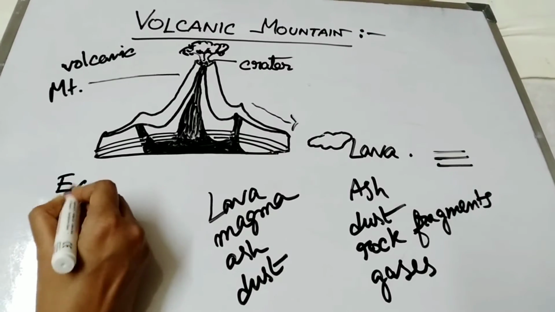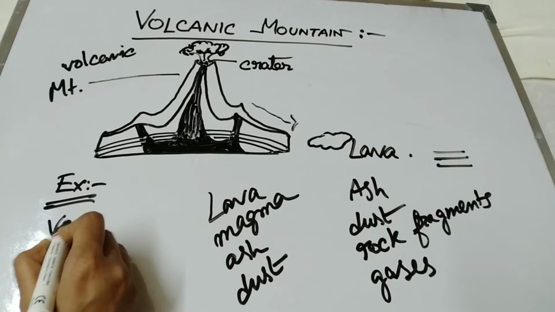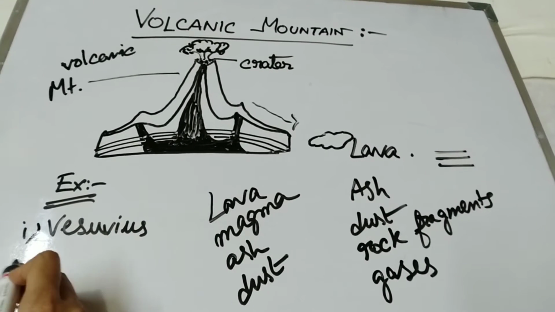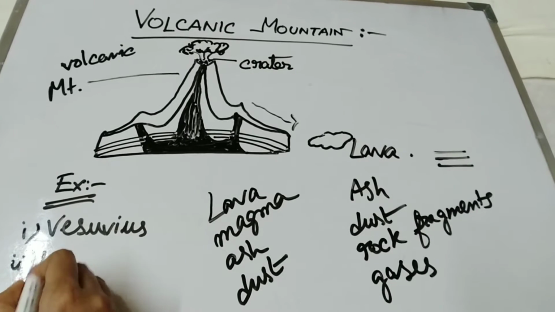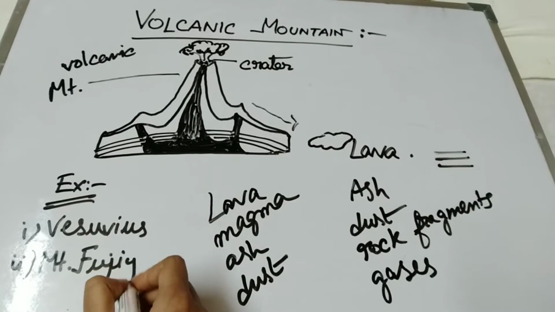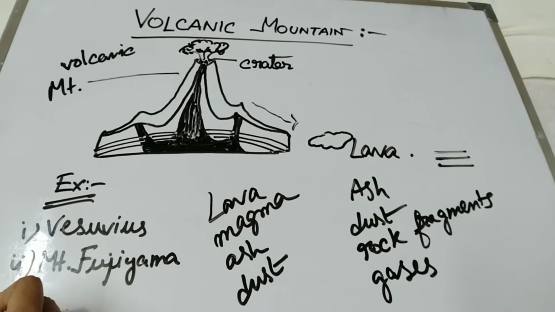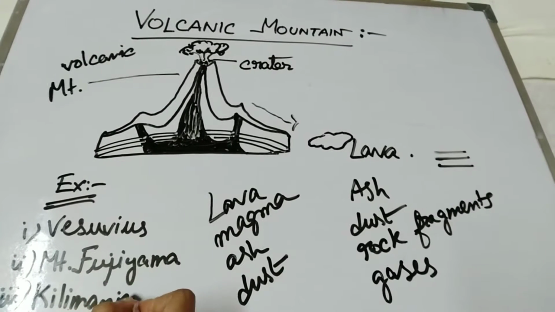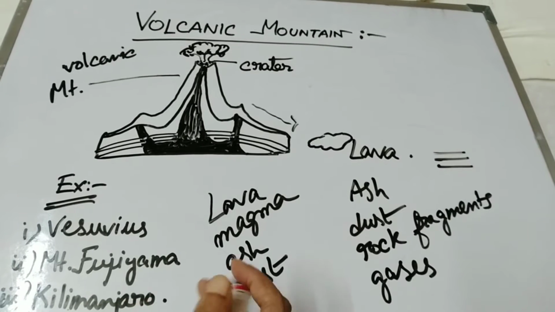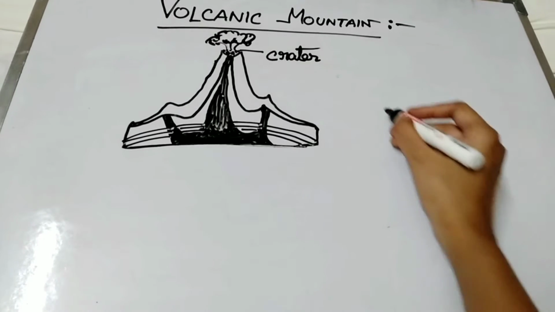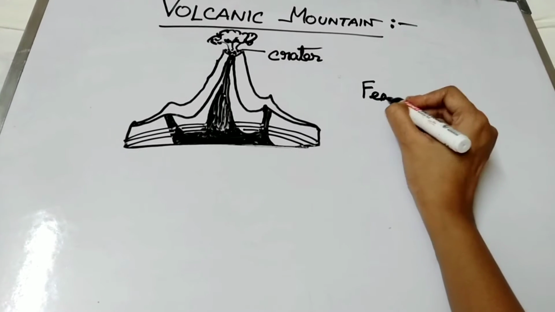Examples of volcanic mountains are Vesuvius in Italy, next Mount Fujiyama, this is in Japan, and the third one is Kilimanjaro in Africa, etc. Now, what are the features of a volcanic mountain?